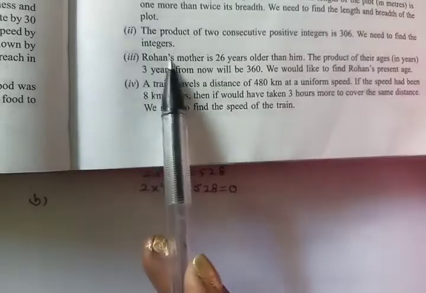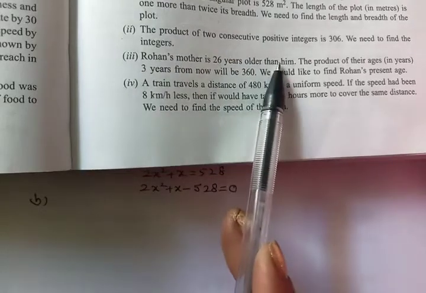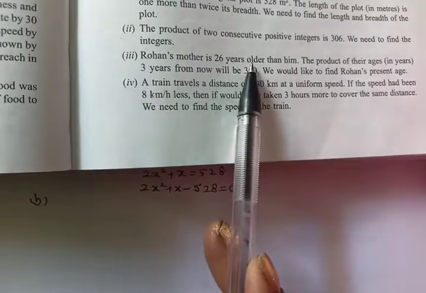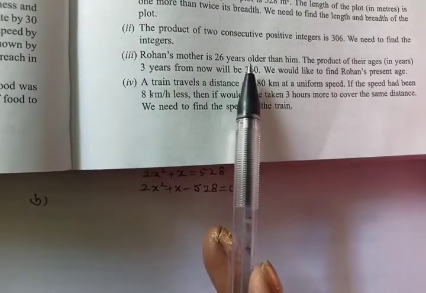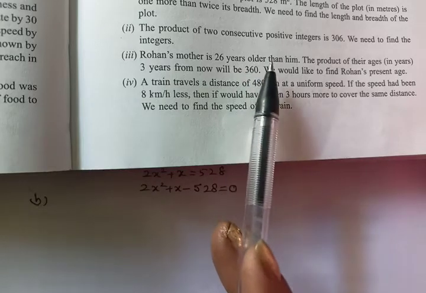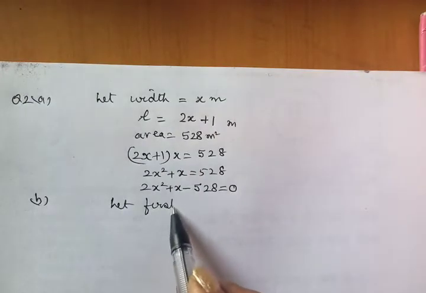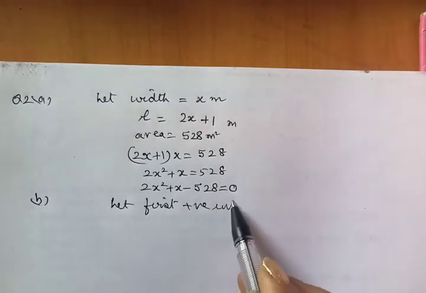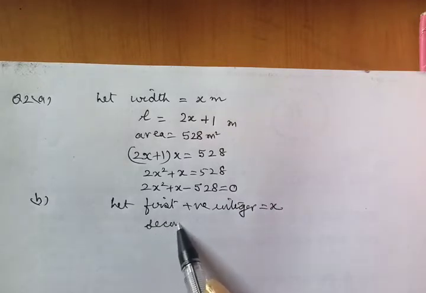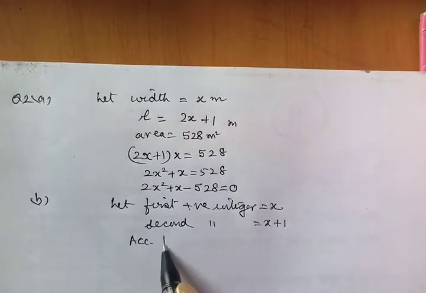Question number 2 is very simple. Product of two consecutive positive integers is 306. We need to find the integers. What is the meaning of consecutive? Consecutive means immediately after one after the other, side by side. So if we assume one of the positive integers as x, so let the first positive integer be x. You must write first positive integer as x, then the second, consecutive integer will be x plus 1, and just write that according to the question.